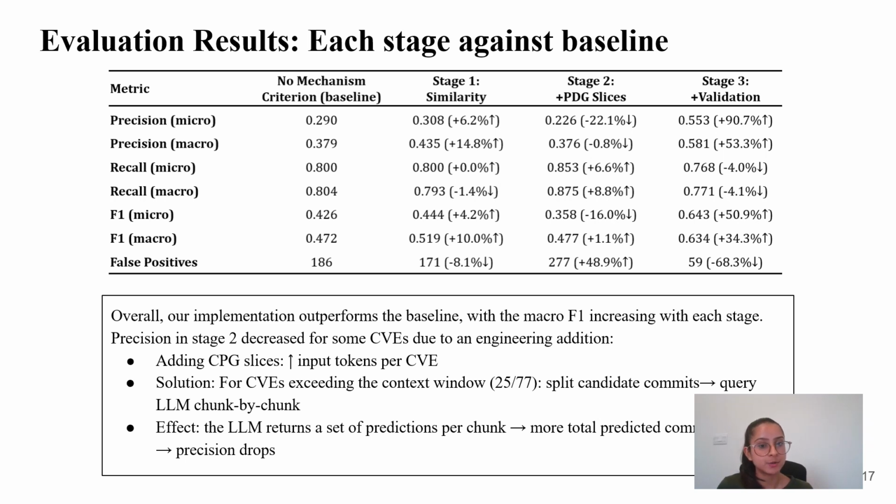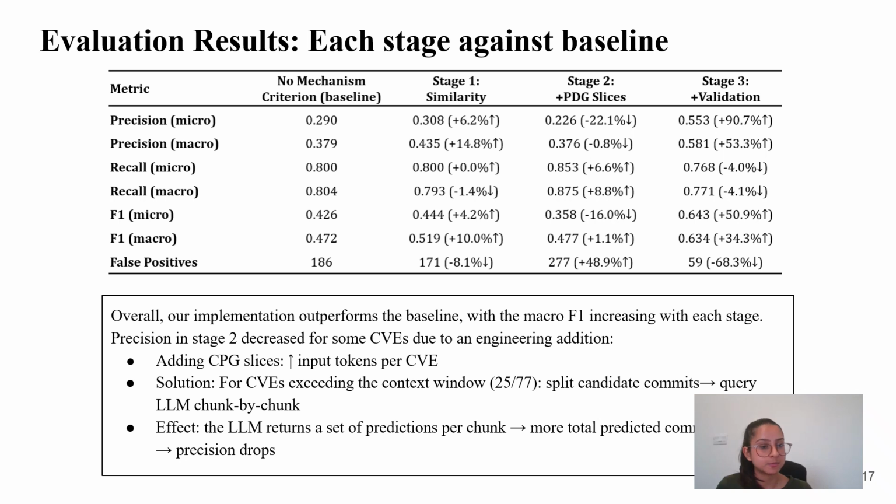However, stage 2 does have a decrease in precision, but it is largely due to an engineering addition we had to add into our code, where adding CPG slices in this stage 2 increased the input tokens per CVE, and there were 25 CVEs that exceeded the context window. So we had to figure out a solution to mitigate that.